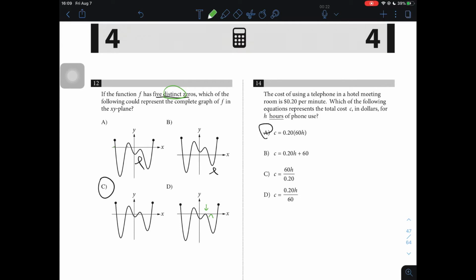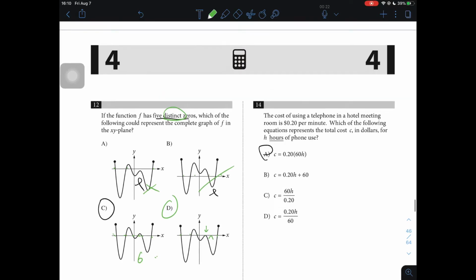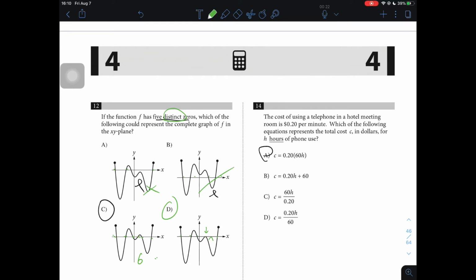So you can see 1, 2, 3, wrong. 1, 2, 3, 4, wrong. 1, 2, 3, 4, 5. 1, 2, 3, 4, 5, 6. Okay, I guess I did something wrong here. It should be D. Sorry about that. I guess I didn't really count. 1, 2, 3, 4, 5, 6. So there are six distinct zeros here. Very sorry.